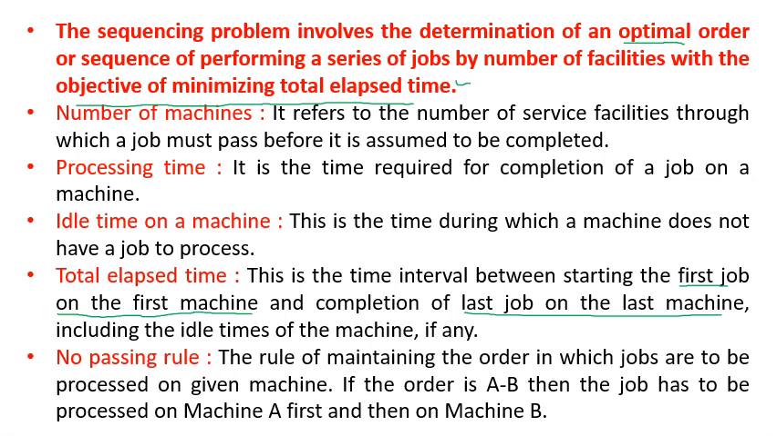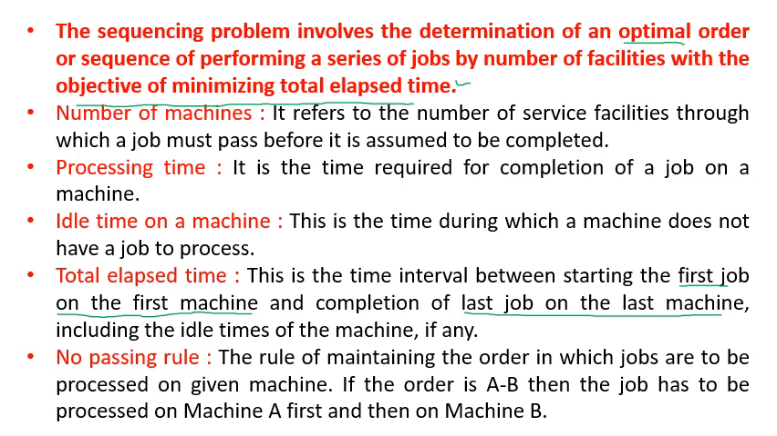And that order will be AB, which means every job 1, 2, 3, 4 will go through machine A first. And once it is fully processed one at a time on machine A, it will then go to machine B. It cannot be processed on machine B unless it is completely or fully processed on machine A. So that is what the no passing rule means.